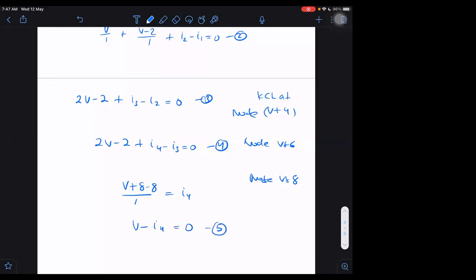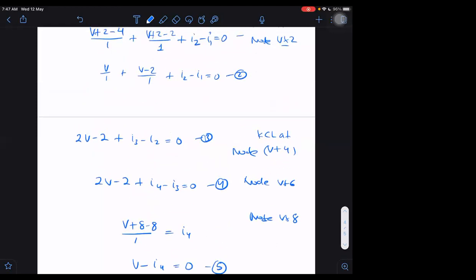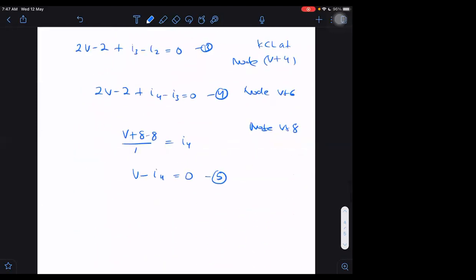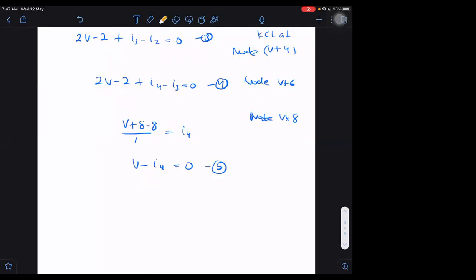I prefer to write it this way so that when I add all the 5 equations, all the I values will cancel each other, and we will be left with an equation only in terms of V. 9V minus 8 equal to 0, so V is 8 by 9. Adding 1 to 5, we get 9V minus 8 is equal to 0.